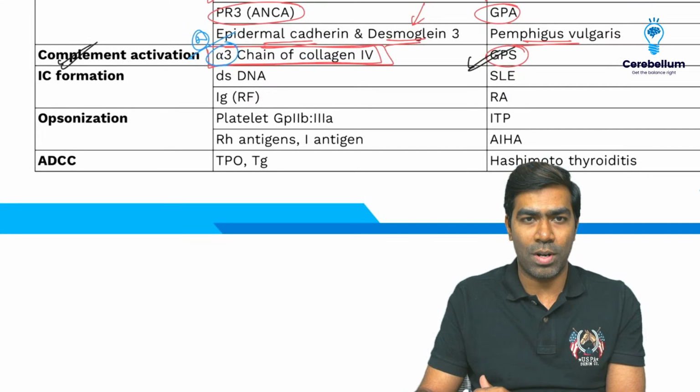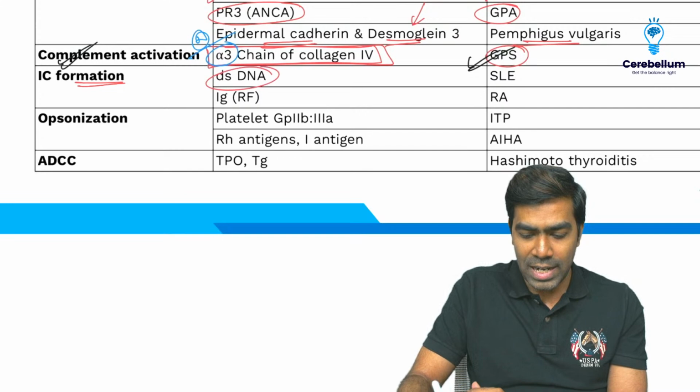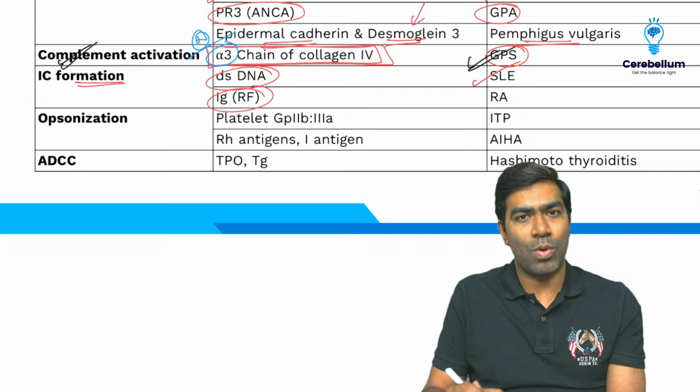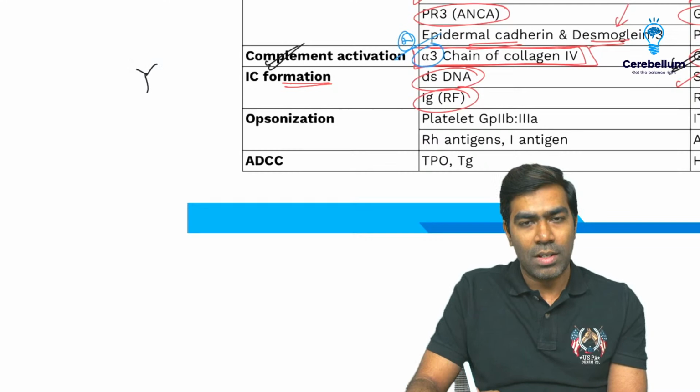There are some antibodies that result in immune complex formation. The best example is anti-dsDNA antibody seen in SLE, systemic lupus erythematosus. And we have rheumatoid factor. Let me explain what rheumatoid factor is. You're going to have an antibody, very commonly an IgG antibody.